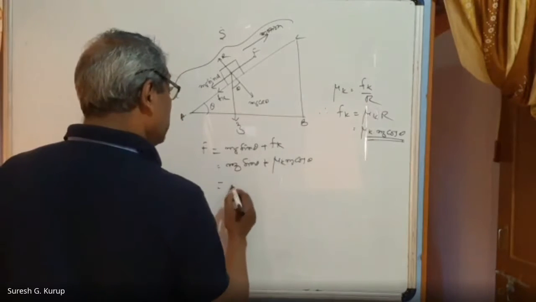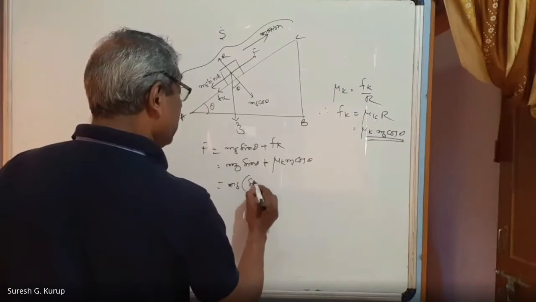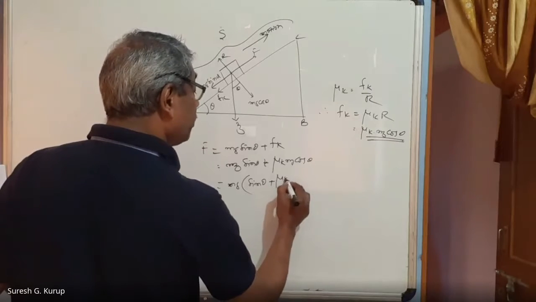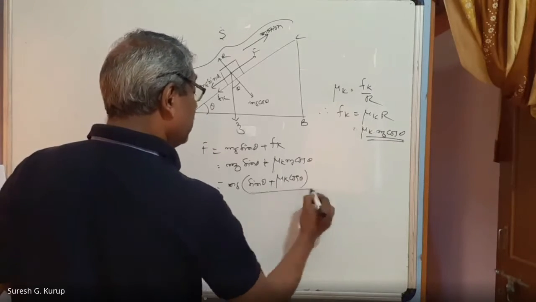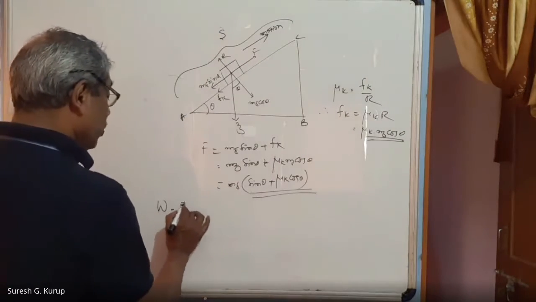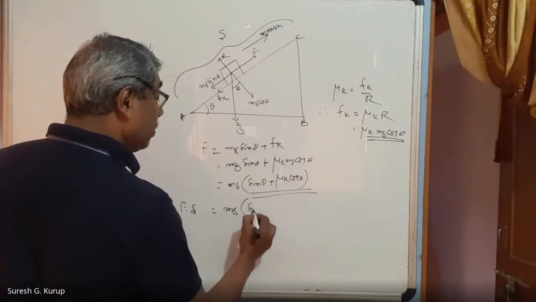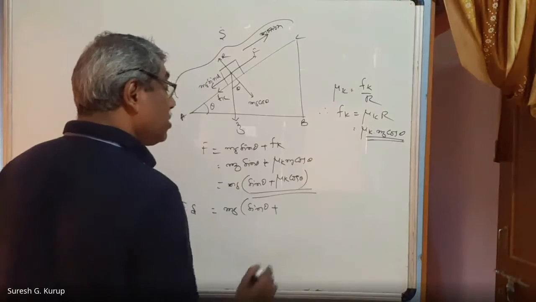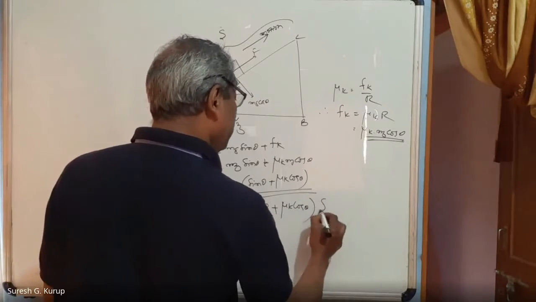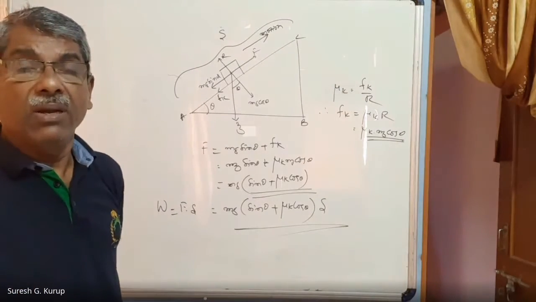What are the constants? mg is taken outside. That is equal to sin theta plus mu k cos theta. So this is the force. Now, work done is equal to force into displacement. Then that is equal to mg into sin theta plus mu k cos theta, the whole into s. So by this the force can be calculated.